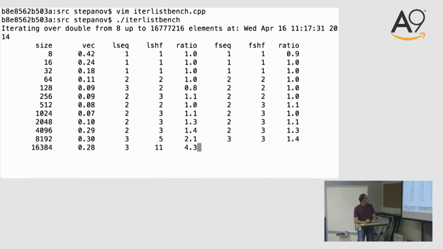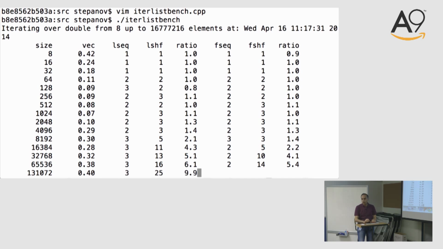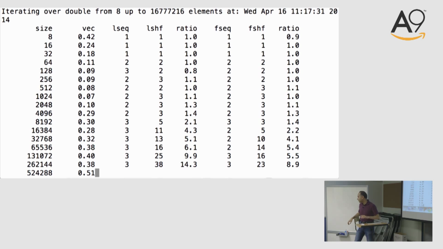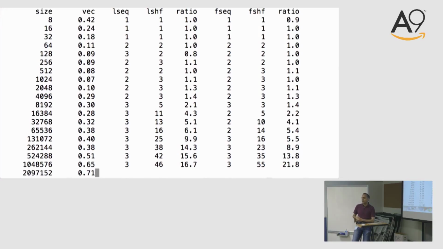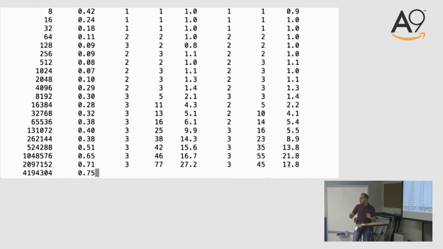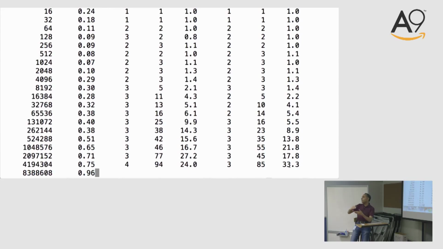All right. So first, let's look at the vector column. Before we start, we construct a vector of the maximum size and fill it with random numbers. That turns out to be a pretty expensive operation, and we don't want to do it repeatedly at the larger sizes. So we do it once and then use sections of that for the rest of the runs.